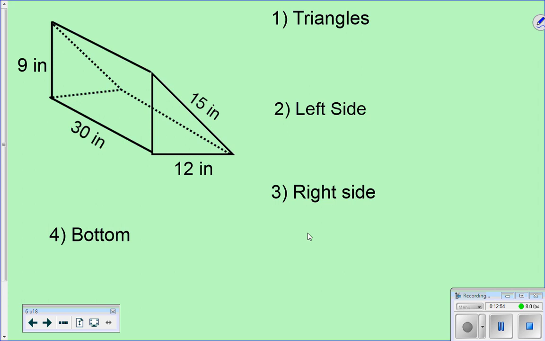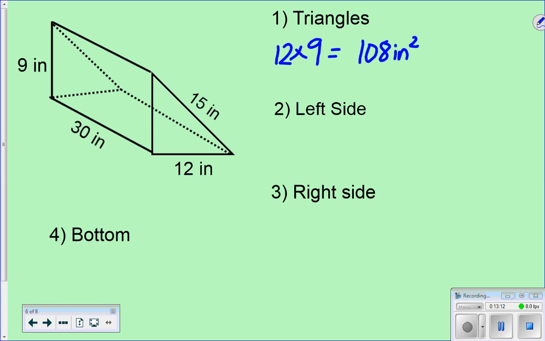So for my triangles, it's going to be 12 times 9. And then do I need to divide by 2 again? No, because both my triangles are the same. So 12 times 9 would be 108, I believe. And please correct me if I'm incorrect.